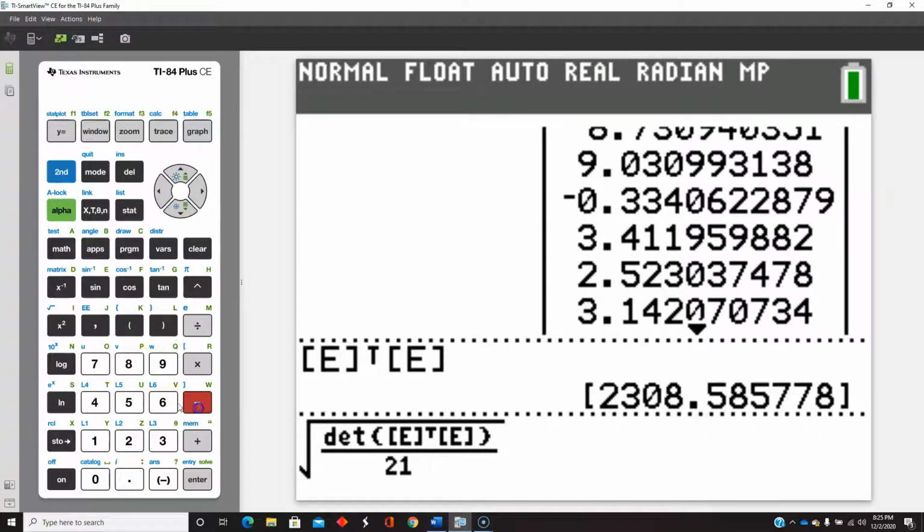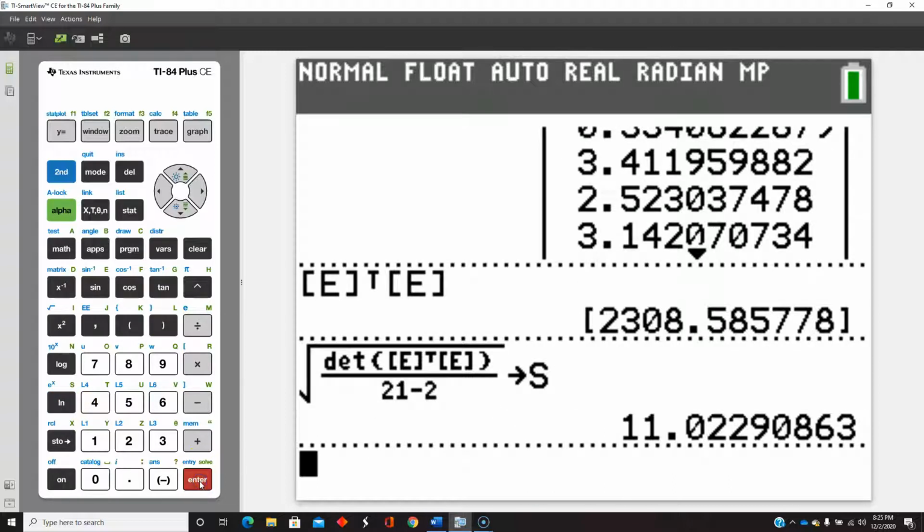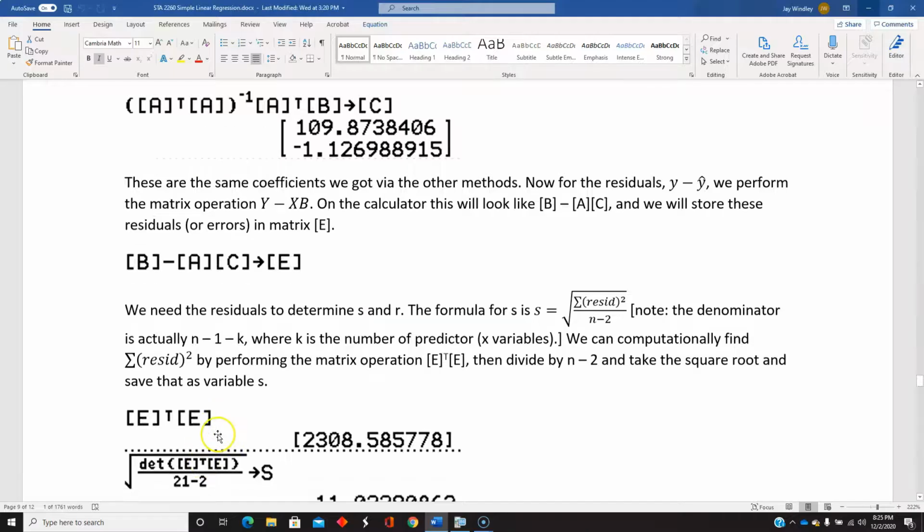In the denominator, I'm just emphasizing that the degrees of freedom is n minus 2 on this problem, so I'm putting 21 minus 2. And then if we take the square root of that, that'll be s. So I'm going to store this in my variable alpha s. And that's exactly the 11.02 that we got from the calculator and from Excel and whatnot for our regression standard deviation S.